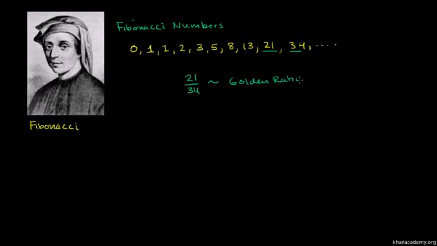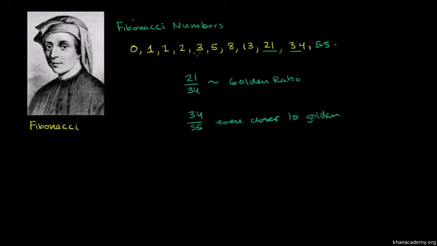And I encourage you to look up the golden ratio on Wikipedia and the internet. You'll find all sorts of fascinating and mystical things about the golden ratio. What's cool about the Fibonacci sequence is that it gives you an approximation of the golden ratio. But you'll get an even better approximation if you add another term to our sequence. So the next term over here, 21 plus 34 is 55. So the ratio of 34 to 55 is even closer to the golden ratio.